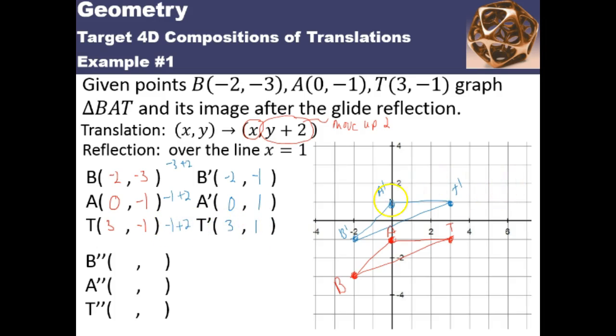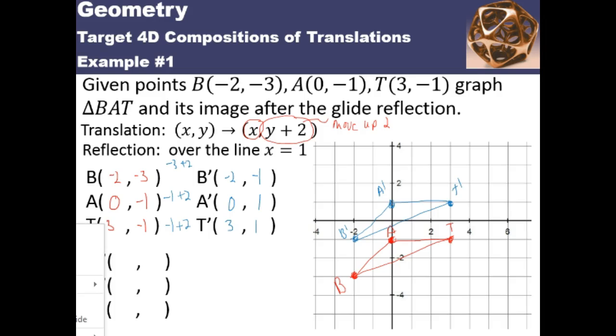So let's see if these are right. B prime should be the point -2, -1, and it is. A prime should be the point 0, 1, and it is. And T prime should be the point 3, 1, and it is. So that's looking good. Now we have to reflect over the line x equals 1.